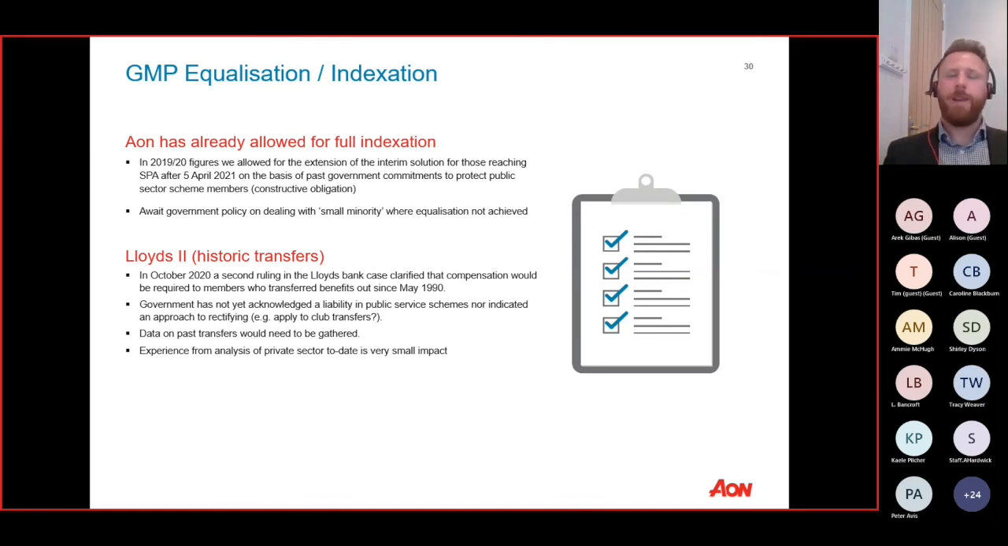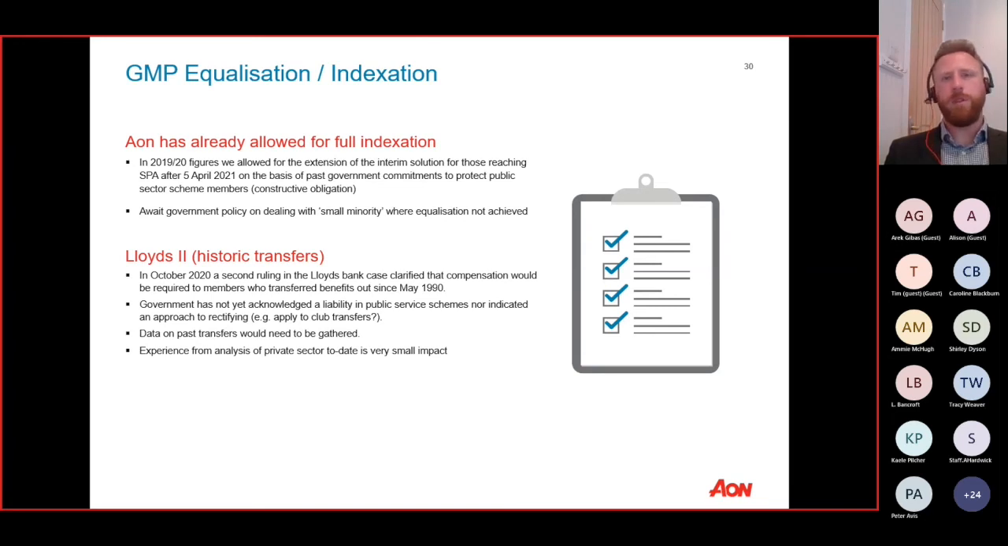There's also this Lloyds Bank case, which I'm not going to talk about in detail because we don't even know if that's going to apply to LGPS funds yet. But what I will say is, based on some experience from investigations in the private sector, it's unlikely to lead to material payments being made, and so we're not expecting it to have a big impact on liabilities.